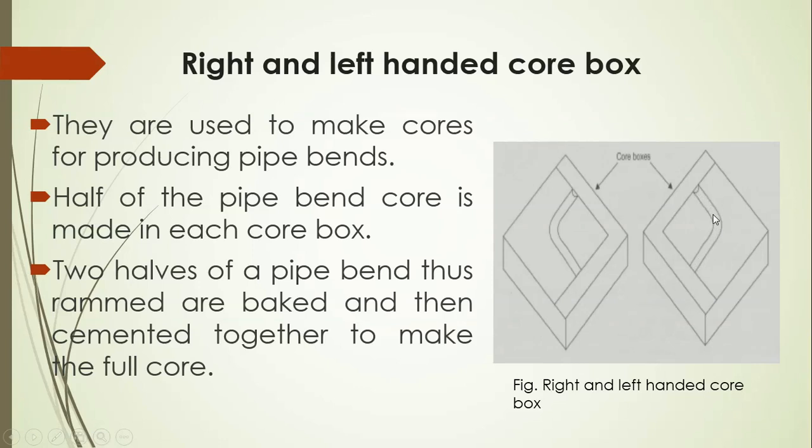They are baked together, meaning we put them in the furnace. After baking they get the required strength so that you can easily handle them in the industry without damage. And after baking they are pasted together or cemented together to form a complete L bend shape core, which is placed inside the L bend mold cavity to form an L bend pipe. That is the application of this right handed left handed core box. Again the same type of structure we can use to prepare S bend cores, L bend cores or angle cores.